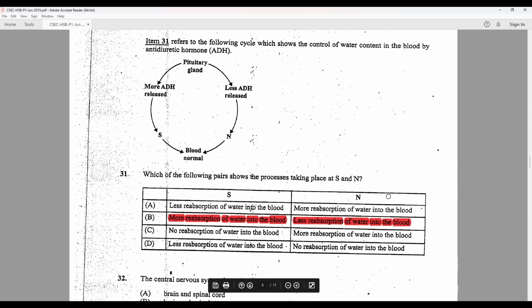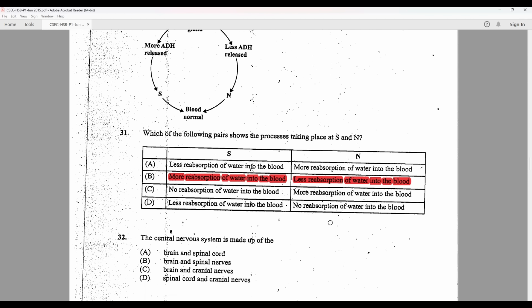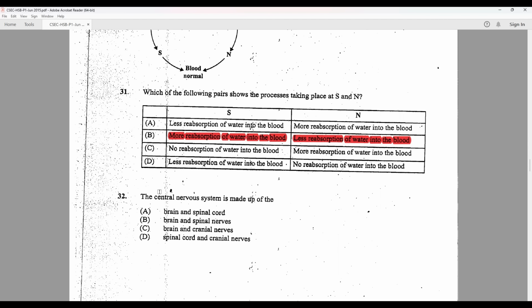All right. Just make sure with this question that you read the letters correctly. S is on this side and N on this side. And we are starting to go over into questions of coordination and control. The central nervous system is made up of the brain and spinal cord. This is a very popular question. Let's take our time when we are trying to answer it. Brain and spinal cord.